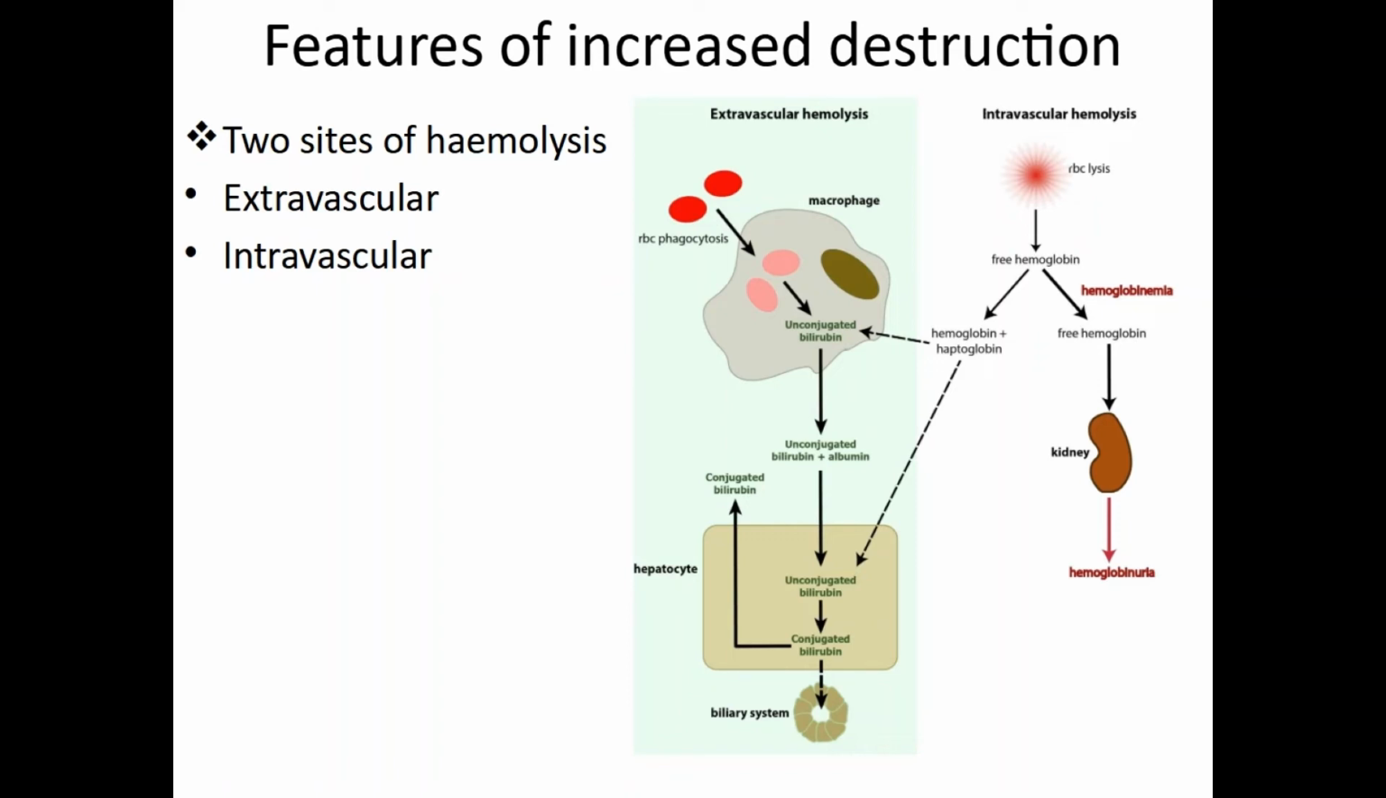However, if hemolysis is so much that haptoglobin gets used up, then this free hemoglobin will go to the kidney, and in the kidney there will be hemoglobinuria. And in intravascular hemolysis, most of the time the haptoglobin will be finished off. So free hemoglobin will be there.